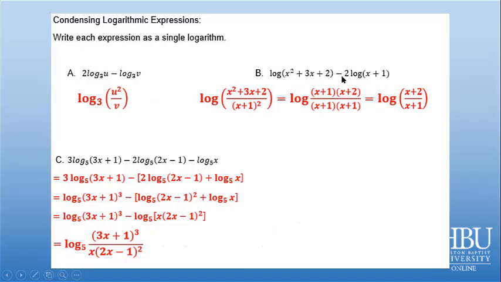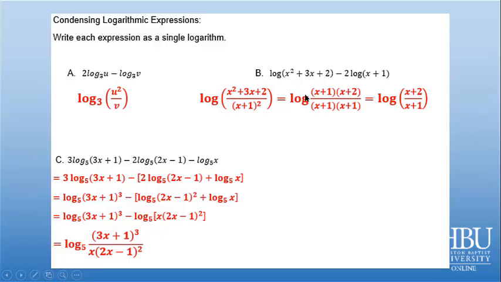Here I have the difference of two logs. The first thing I want to do is to write this factor of 2 as an exponent. So this would be the log of x plus 1 squared. And then the difference of the logs is the log of the quotient, the log of x squared plus 3x plus 2 minus this log would be the log of the quotient, x squared plus 3x plus 2 over x plus 1 squared. I can factor this numerator.